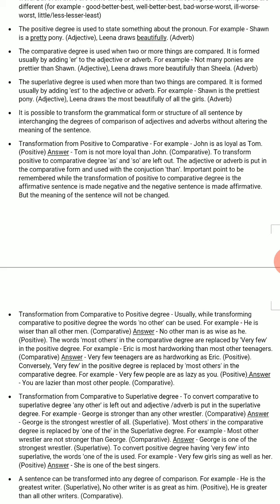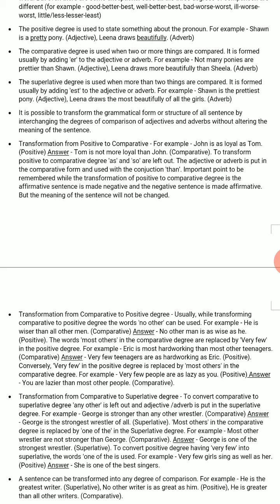So, the adjective and adverb is put in the comparative form. That means it is showing a comparison, and it is used with the conjunction "than." The conjunction "than" is used with it.